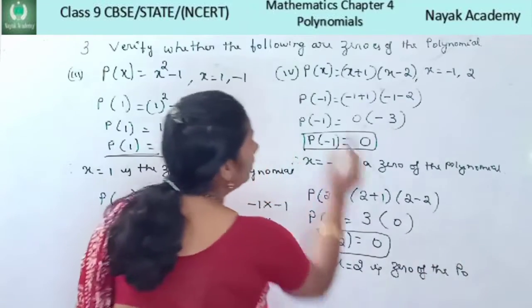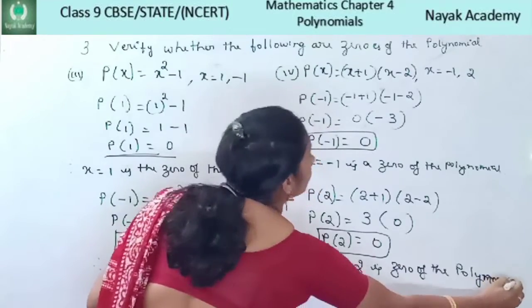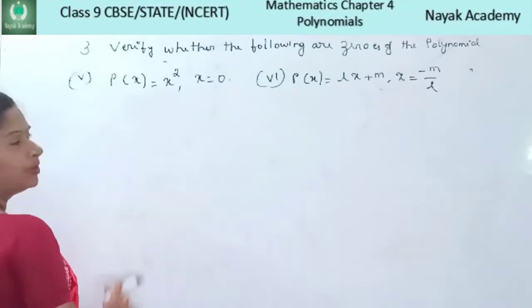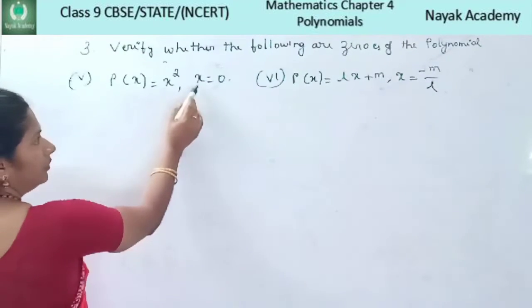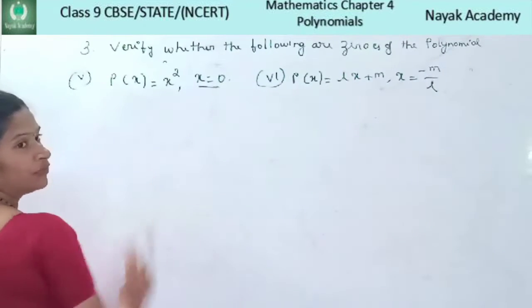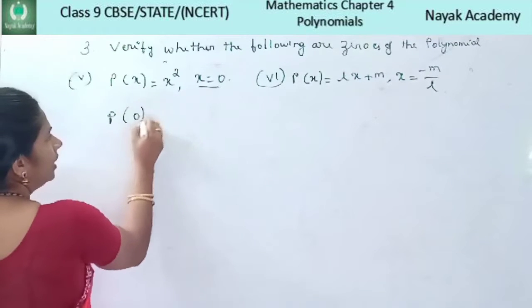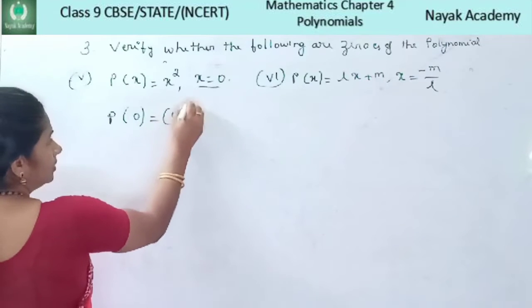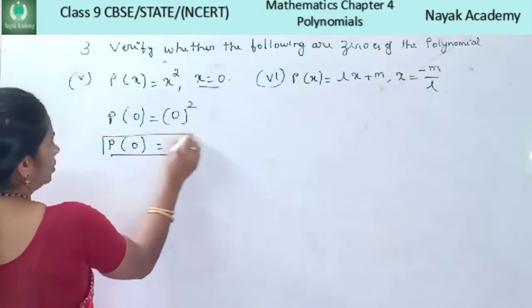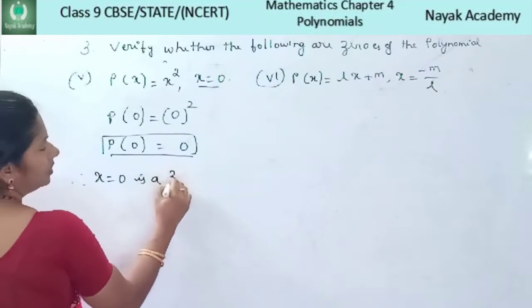P of x is equal to x plus 1 into x minus 2. Coming to the fifth problem, P of x is equal to x square. We have to check whether x is equal to 0 is a zero of the polynomial P of x is equal to x square. So what we need to do, children, in place of x, you substitute the value of x as 0. It is 0 square. So P of 0 is 0. So what is your conclusion, children? Therefore, x is equal to 0 is a zero of the polynomial.